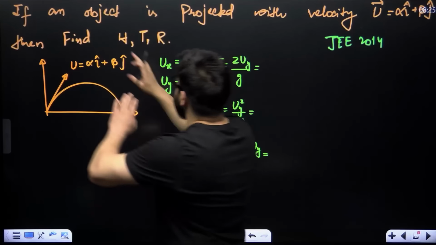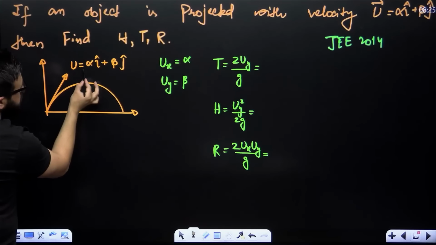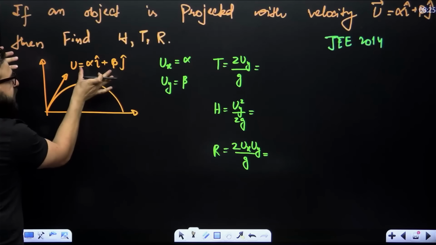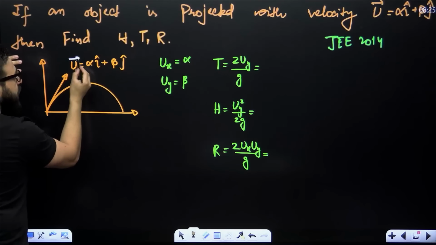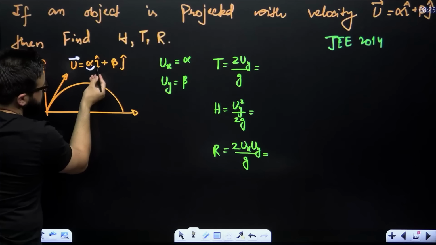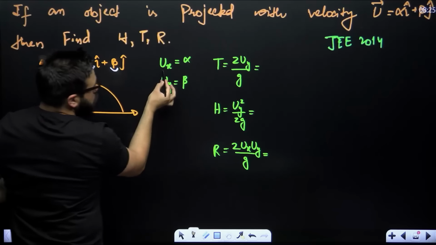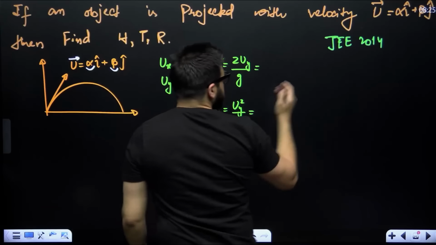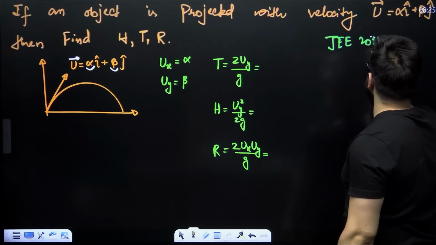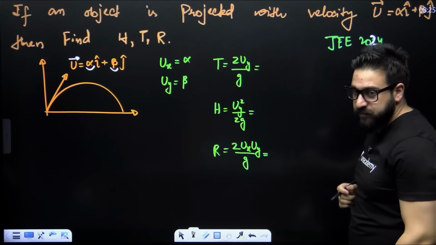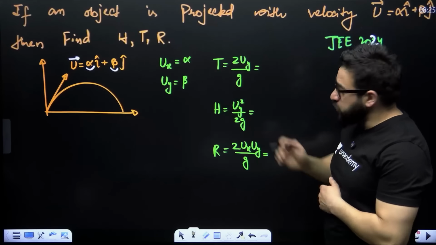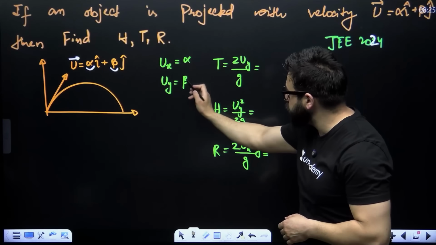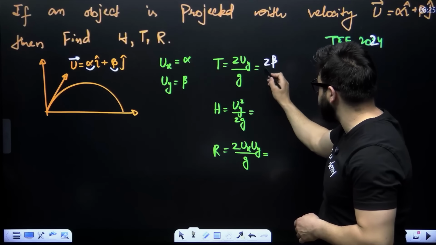Now take a look. In this particular case, an object is projected with velocity u equal to alpha i cap plus beta j cap. When the object is given this initial velocity, it means this is the x component, which is with i cap, and this is the y component. So the x component of initial velocity is alpha, the y component is beta. This is a question of JEE 2024. You are supposed to tell me the value of time of flight. 2uy by g, uy is beta. So 2 beta divided by g.